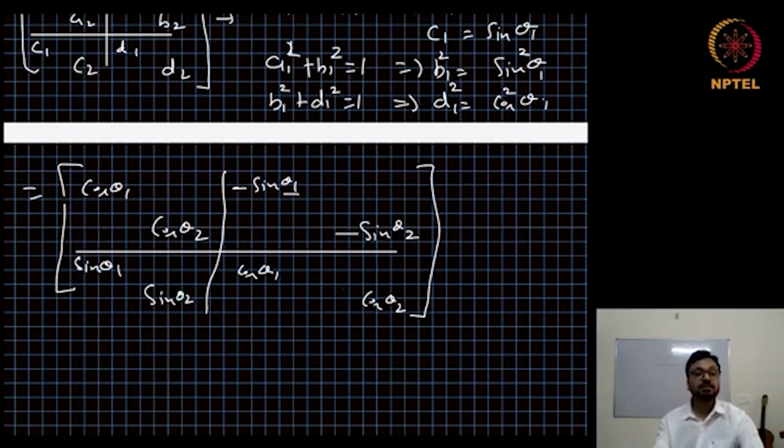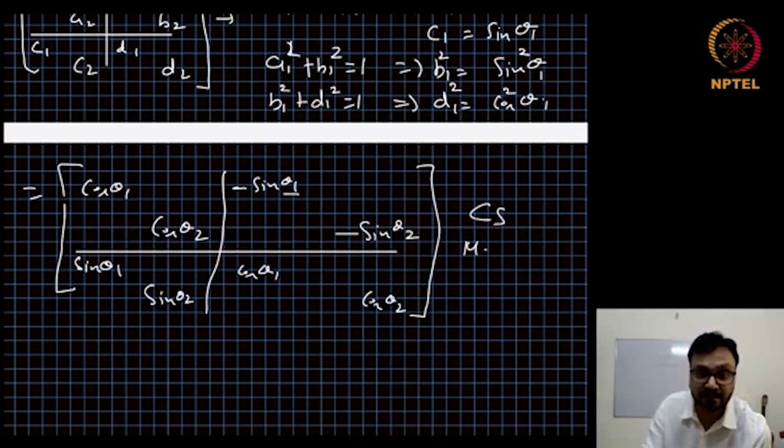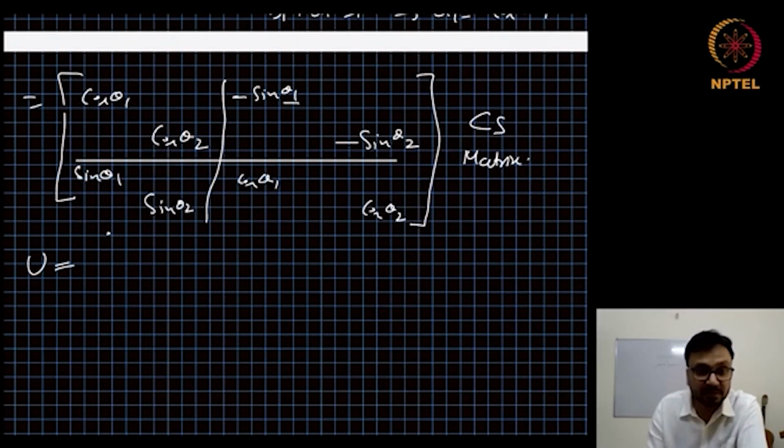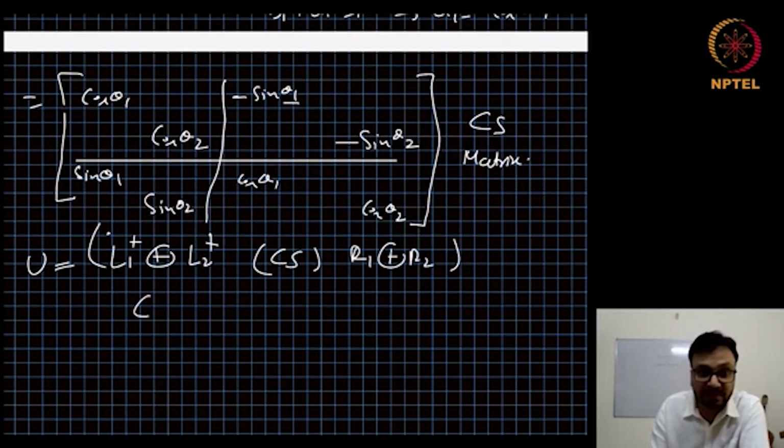So our matrix of diagonals will take this form: cos of theta 1, cos of theta 2 in the first block, minus sine of theta 1, minus sine of theta 2, sine of theta 1, sine of theta 2, and cos of theta 1, cos of theta 2. This becomes our canonical form for the matrix of diagonals. Since it is a matrix of cosines and sines, it is called the CS matrix. And with this, our unitary, which is L1 dagger direct sum L2 dagger, then the CS matrix, and then R1 direct sum R2. This whole thing is called the CS decomposition.